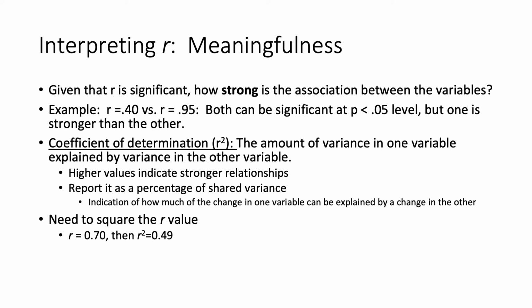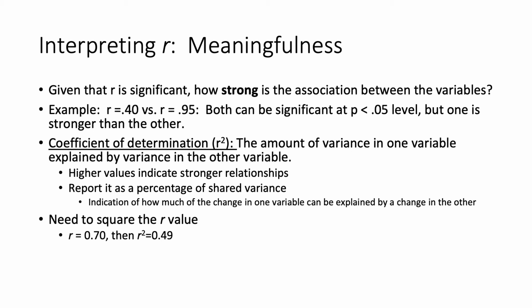We can determine the strength of a significant relationship through calculation. This calculation is called the coefficient of determination, and the symbol for the coefficient of determination is R squared. Calculating the coefficient of determination is by squaring the R value. So if you have an R equals 0.70, then R squared equals 0.49.